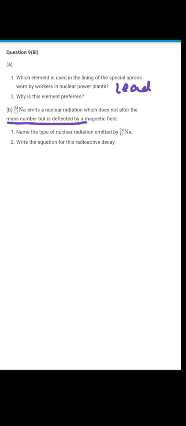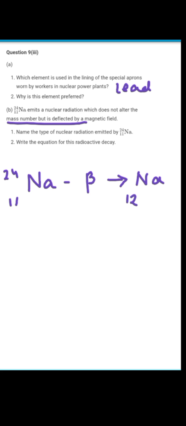So let me write the equation for this. Sodium-24, it releases a beta particle. So what will happen? The atomic number will increase by 1, okay, and the mass number will remain same. So that's all for the session.